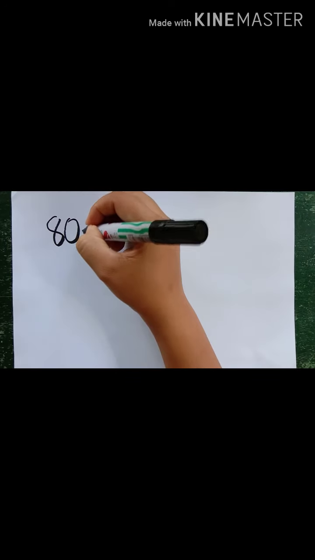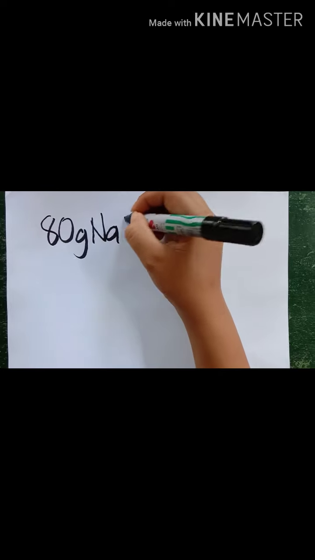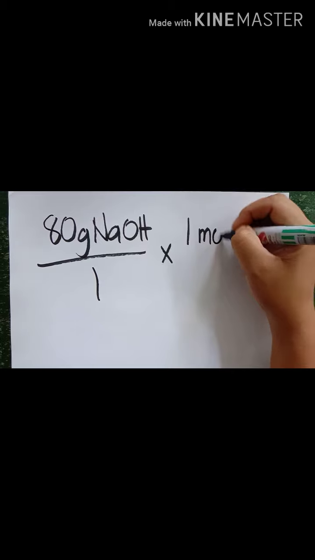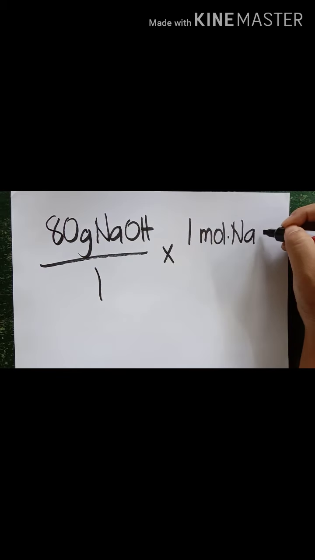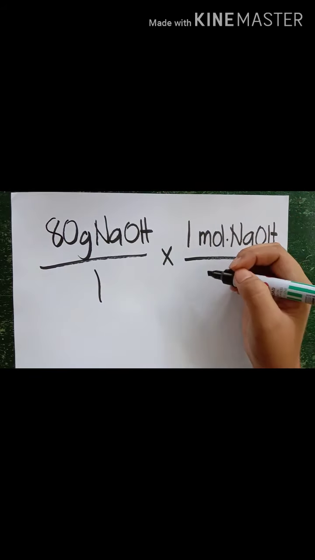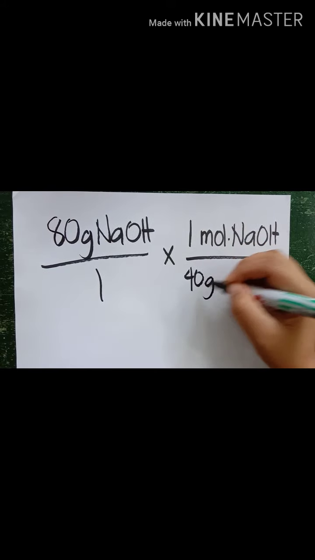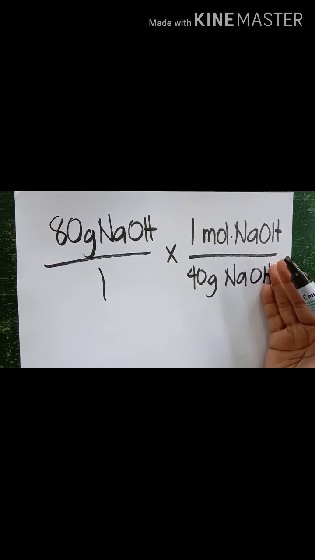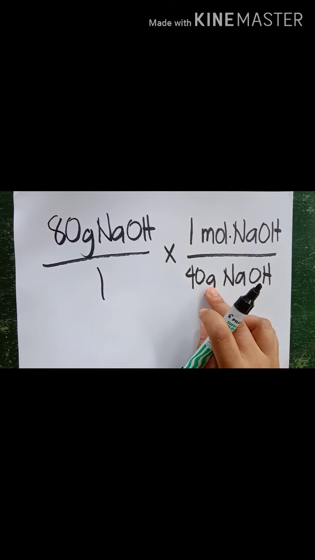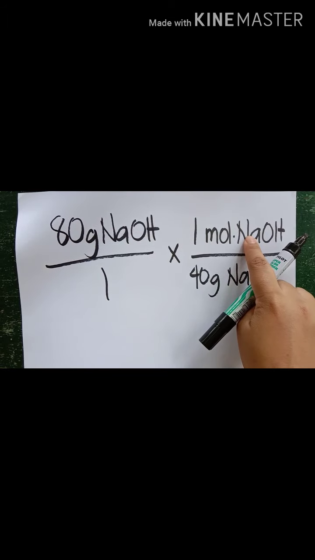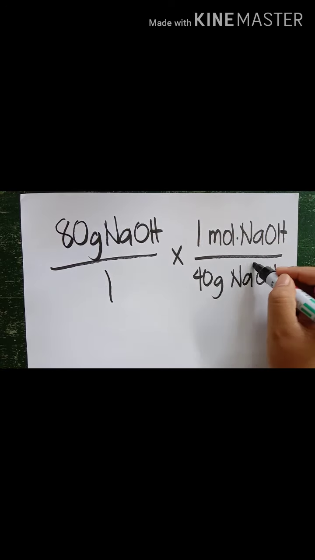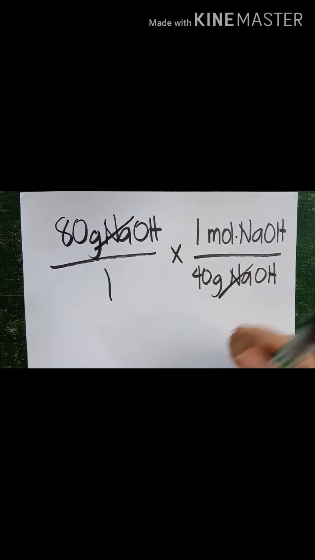So we get 80 grams of sodium hydroxide over 1, times 1 mole of sodium hydroxide over 40 grams of sodium hydroxide. So the 40 grams of sodium hydroxide is the sum of all the atomic masses. The molar mass tells the number of grams that is equivalent to 1 mole of a substance. Now, we have to set it up in such a way that the unit grams cancel. We already found our moles.